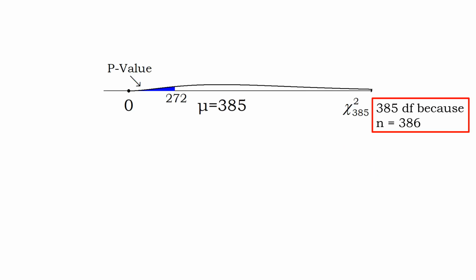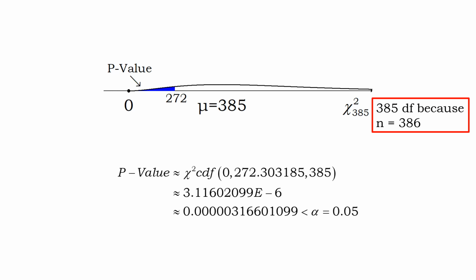So we have a chi-squared graph, 385 degrees of freedom because it's a sample size of 386. Keep in mind that for the chi-squared distribution, the mean is equal to the degrees of freedom, but the standard deviation is the square root of 2 times the degrees of freedom. So here we have a giant standard deviation, which is why this graph is so wide and so short. We need to find the area to the left of our test statistic.